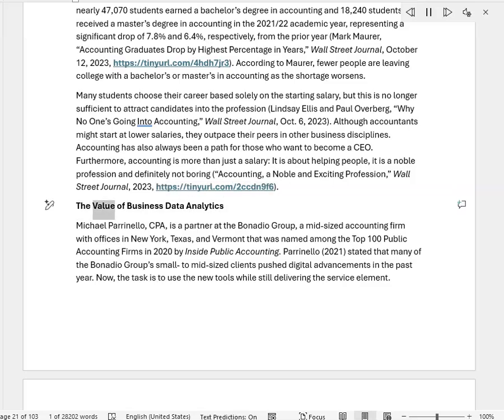The value of business data analytics. Michael Perinello, CPA, is a partner at the Benadio Group, a mid-sized accounting firm with offices in New York, Texas, and Vermont that was named among the top 100 public accounting firms in 2020 by Inside Public Accounting. Perinello, 2021, stated that many of the Benadio Group's small to mid-sized clients pushed digital advancements in the past year. Now, the task is to use the new tools while still delivering the service element.